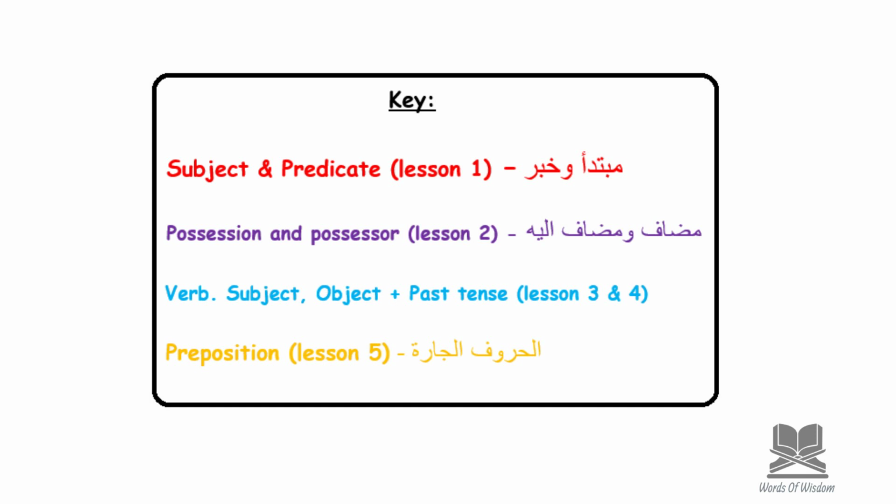Anything which is highlighted in blue will refer to lesson number 3 and 4. I've incorporated the two lessons together, so there will be some sort of verb in past tense, and then there will be either someone doing the verb, which is your subject, or an object where the verb is being done to somebody else. This will all be highlighted in blue. Finally, the orange-ish yellow color will be our most recent lesson on prepositions.